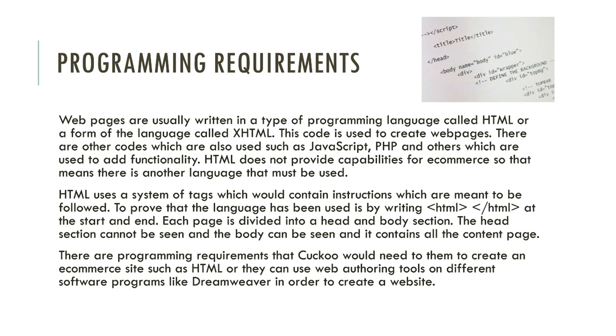HTML uses a system of tags which contain instructions that are meant to be followed. To show that the language has been used, the code HTML is written in a very particular way at the start and end. You can see the image there, that's how they did it. Each page is divided into a head and body section. The head section cannot be seen, but the body section can be seen and it contains all the page content.